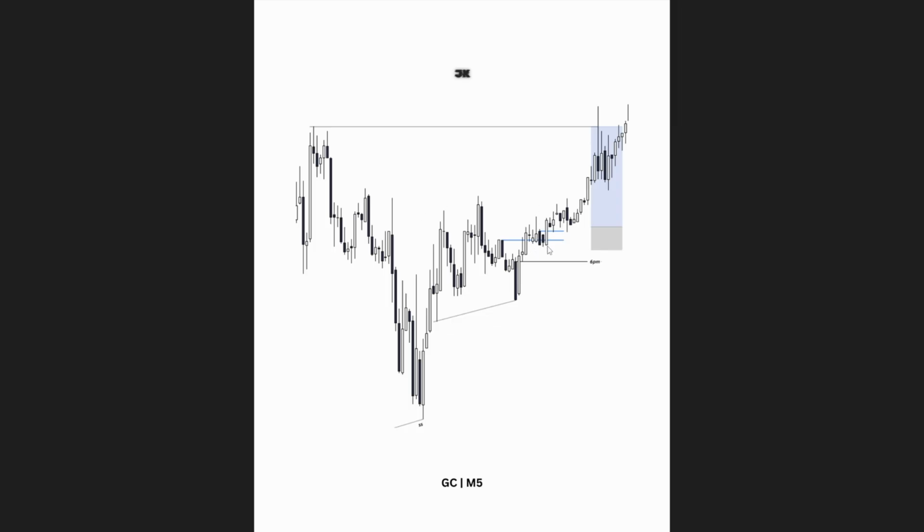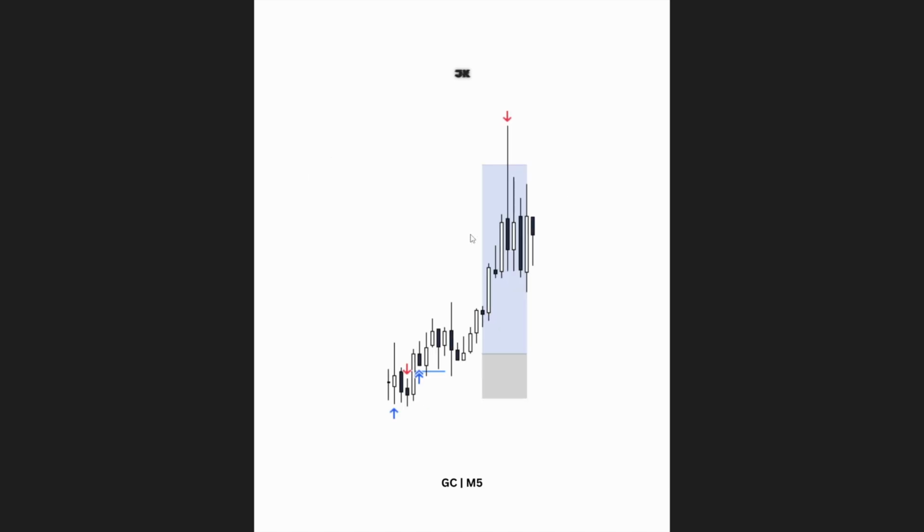And then I zoomed out, looked at the 5-minute, saw that we created this CISD. I longed here, and we had a gap here as well. So I got in here, stop loss on this low, took it to the high, around 4R on this trade. You can see the executions here.